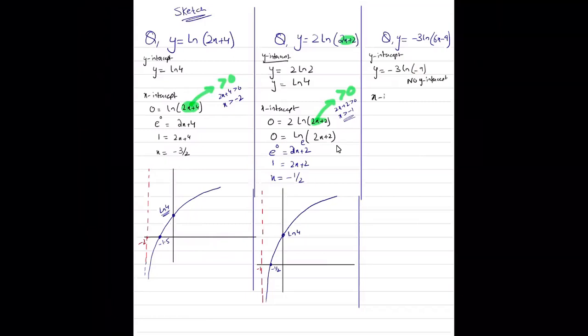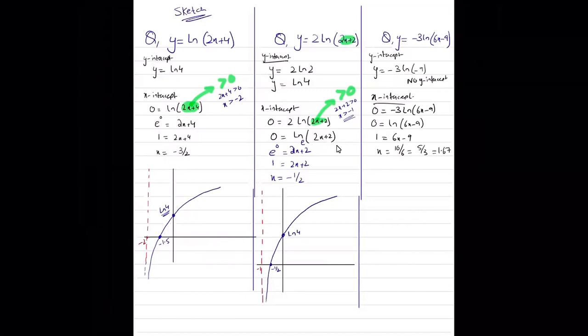For the x-intercept, I'm going to take y as 0. So 0 divided by minus 3 is 0. E to the power of 0 is 1. X is going to be 1 plus 9, that is 10. 10 upon 6, that is 5 over 3. Now 5 over 3 in decimal, just to give you an idea, is 1.67.